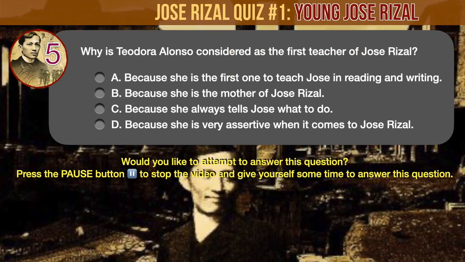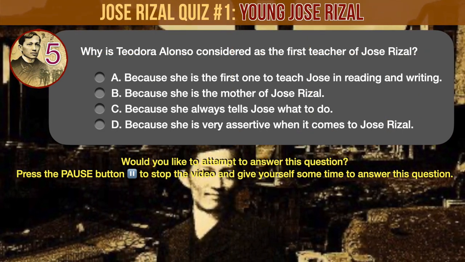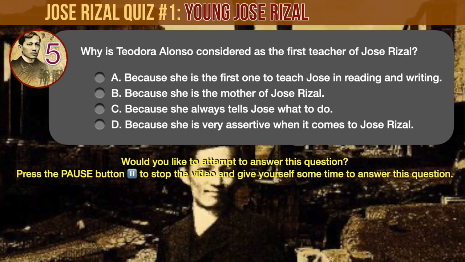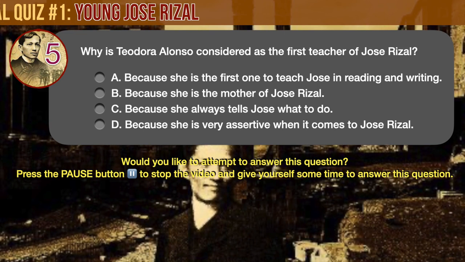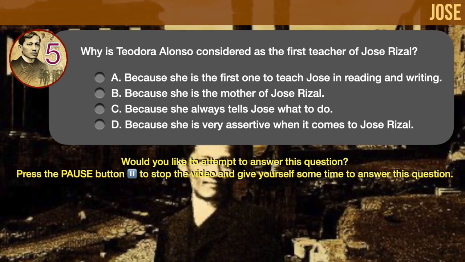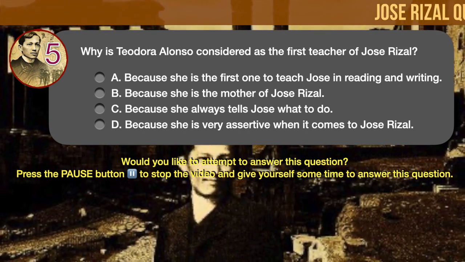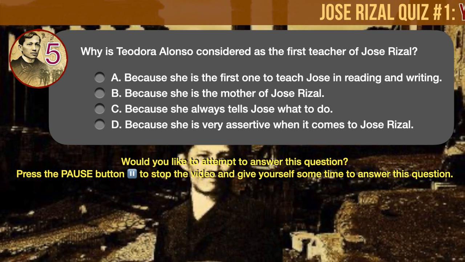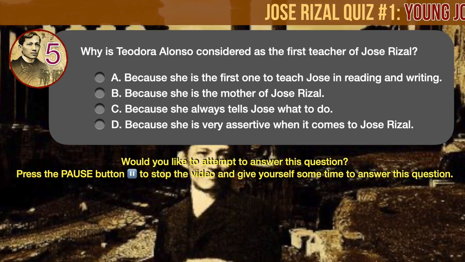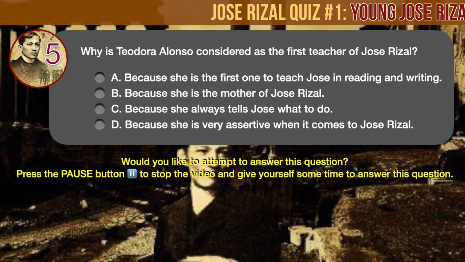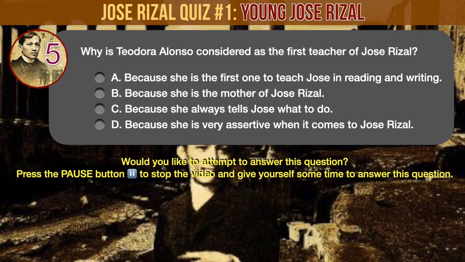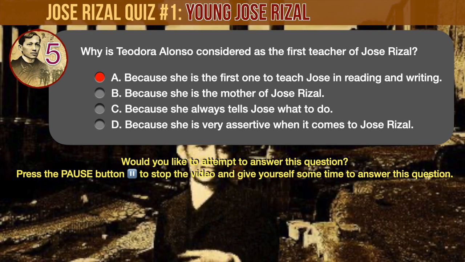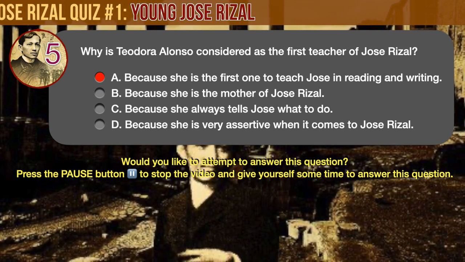Question number 5. Why is Teodora Alonso considered as the first teacher of Jose Rizal? A. Because she is the first one to teach Jose in reading and writing. B. Because she is the mother of Jose Rizal. C. Because she always tells Jose what to do. D. Because she is very assertive when it comes to Jose Rizal. The correct answer is A. Because she is the first one to teach Jose in reading and writing.